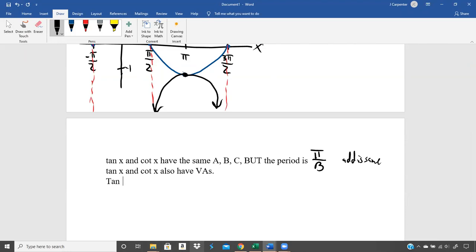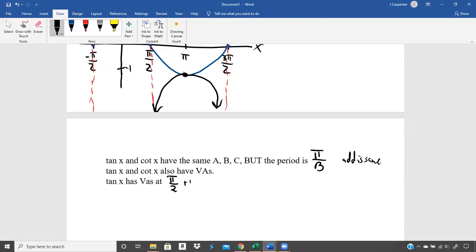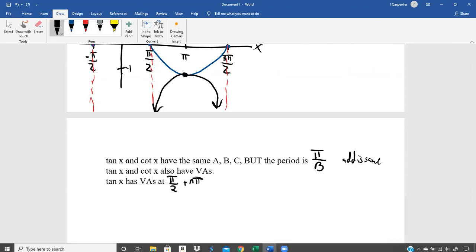Tangent, stop uppercasing things, Word. Tangent has vertical asymptotes at pi over 2 plus n pi. You want to know why? Silly Word. Stop changing my upper and lower cases.